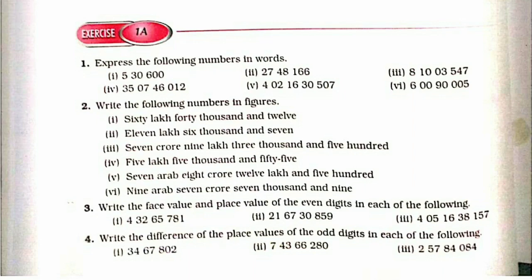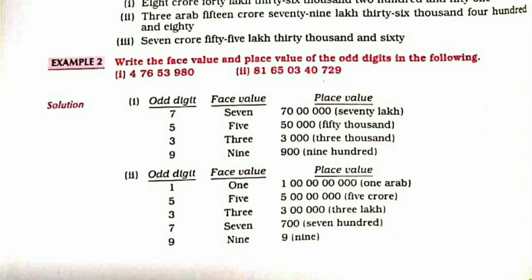Now we are moving forward to question number 3. Write the face value and place value of the even digits in the following. As I have explained in my first video what face value and place value are, we will see the first part and third part. We will solve like this. As you can see on the screen, example 2 is given. The same example is there, and that question we are going to solve in the exercise. See, there are 2 patterns and you can use any pattern.